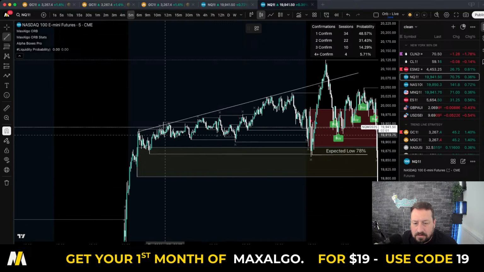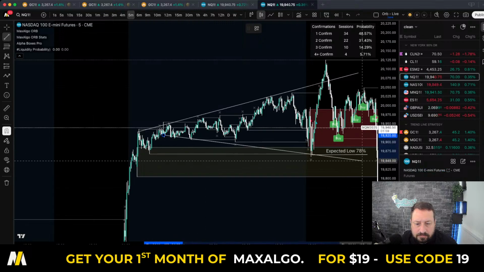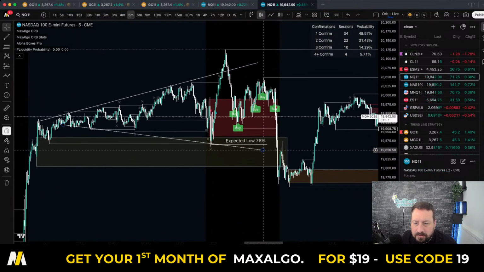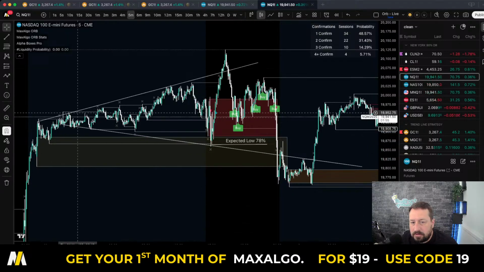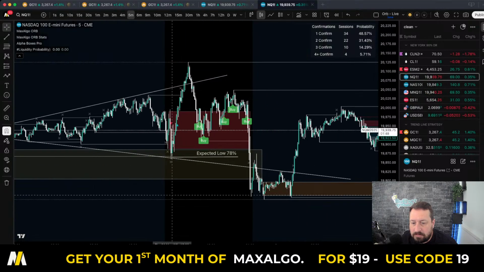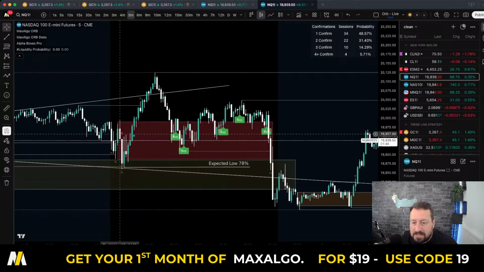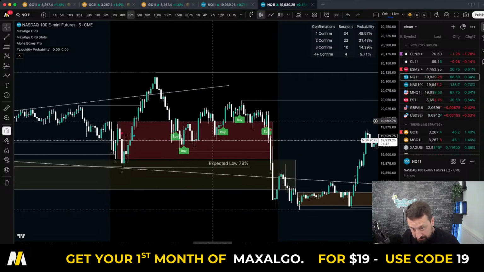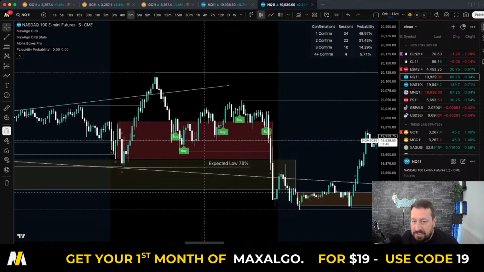Plus, we'd been forming this broadening pattern, right? Which I didn't like. So not super clean. So I waited, orb came, and then obviously I took my entry, 1R, took 50% off, and then got BE'd, and that was it.